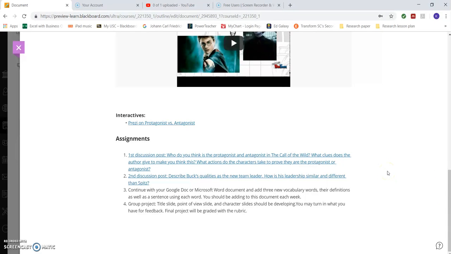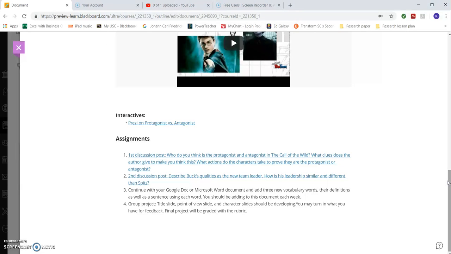This week we're going to look at our discussion posts. You're going to talk about who you think the protagonist and antagonist is, what clues you think the author gives to help you understand that, and what sort of actions the characters take. Your second discussion post is based more in the chapters that we read this week. Describe Buck's qualities as a new team leader. You're going to see a leadership role change there, and how his leadership is similar or different than Spitz's. But make sure you read the chapters first.